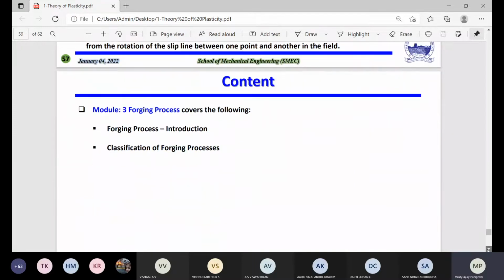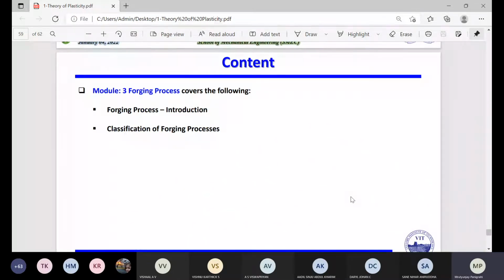Then we have to go for module 3. Module 3 is the forging process. So can somebody tell what is the forging process?